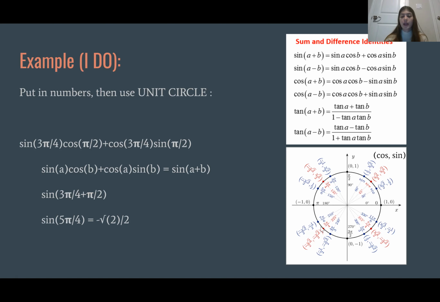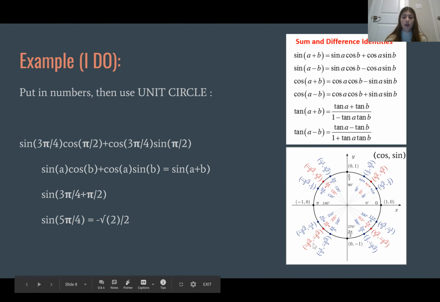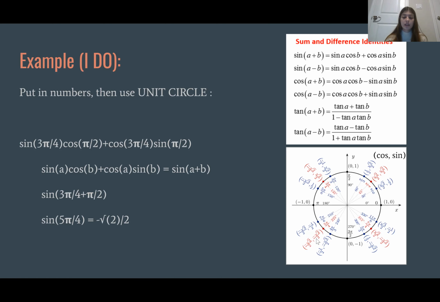It's the same thing as 225 degrees. So we're taking a look at this red dot here in the third quadrant, right? And if we want to find sine, sine is the y value. So here's x comma y, cosine comma sine. So sine is the second number right here, negative root 2 over 2. So then this big monster of an equation, sine of 3 pi over 4 cosine pi over 2 plus cosine 3 pi over 4 sine pi over 2, all that is just equal to negative root 2 over 2. That's all. And that is how you find the exact value.